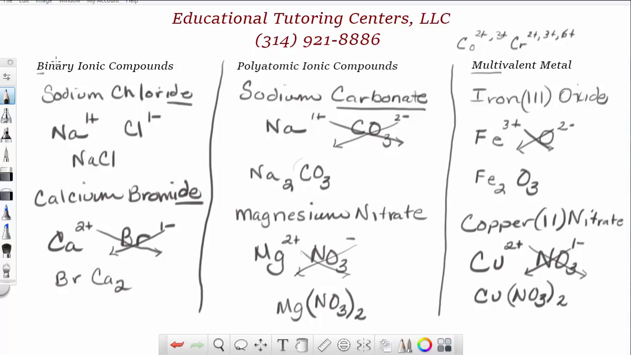The first topics I have here are binary ionic compounds, polyatomic ionic compounds, and then multivalent metals. Okay, so bi is the prefix and binary means two, so you're going to have two elements. And ionic is the combination between a metal and a non-metal, where your metal has a positive charge, your cation, and your non-metal has a negative charge, your anion.